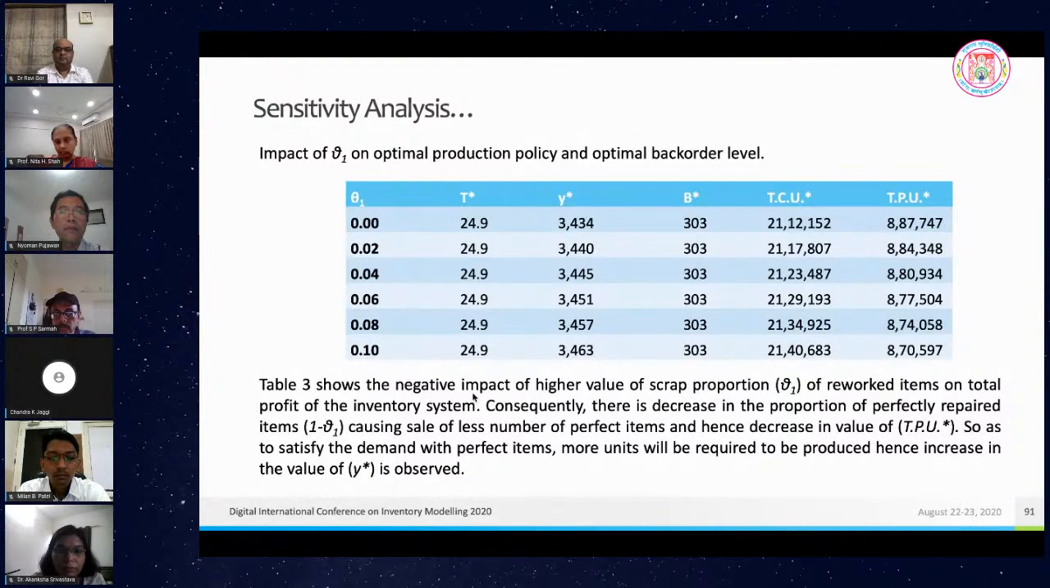V1 is the impact of a high value of scrap V1 of the rework item on the total profit of the system. Consequently, there is a decrease in the proportion of perfectly repaired items 1 minus meter I, causing sales of fewer perfect items and hence decreasing the value of total profit. So to satisfy the demand for perfect items, more units will be required to produce, hence an increase in the value of Y is observed. Next one, please.